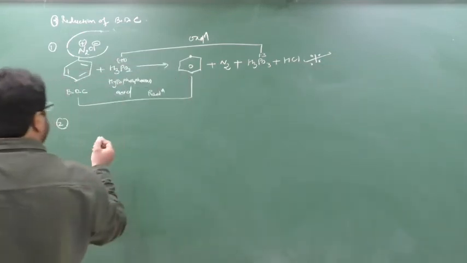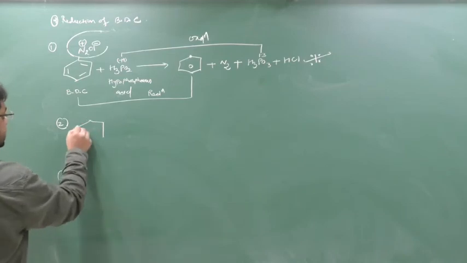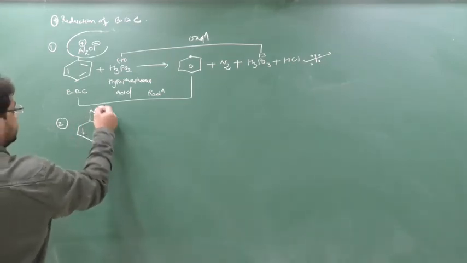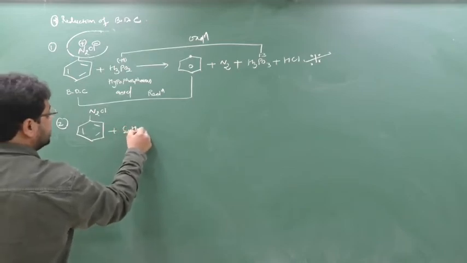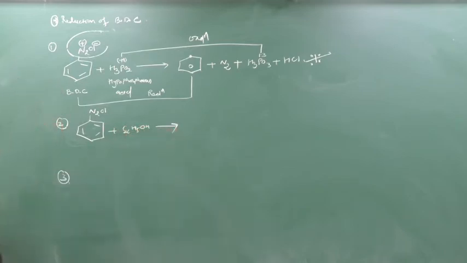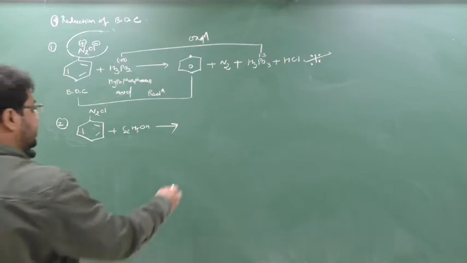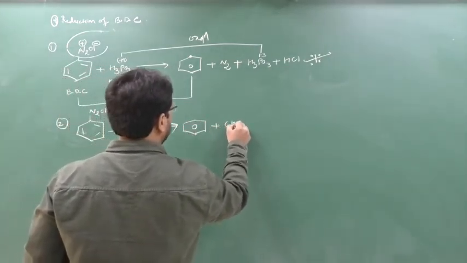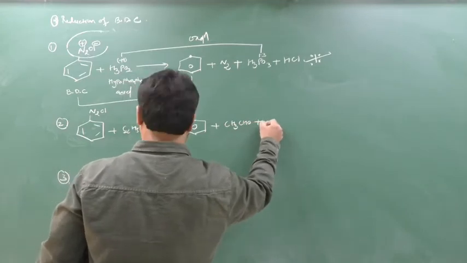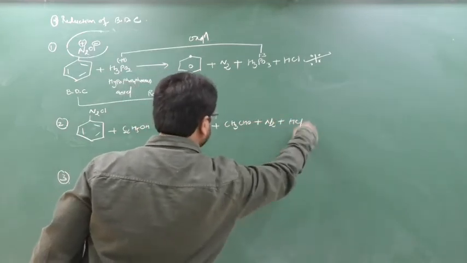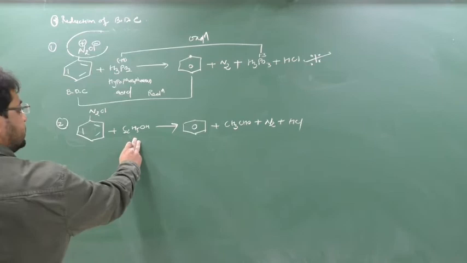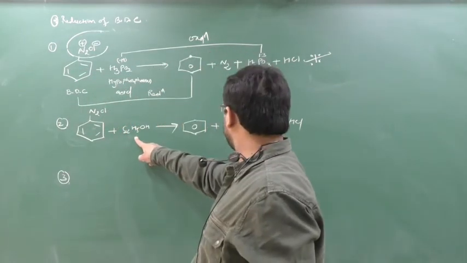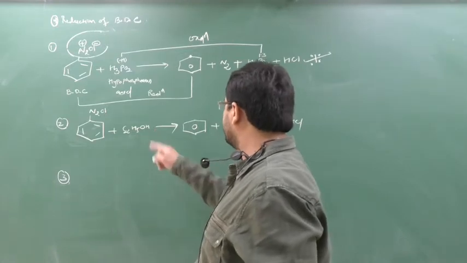Either I can use hypophosphorus acid or I can use this also for the reduction. Benzene diazonium chloride I will take and I will react with ethanol, C2H5OH. I will use here ethanol. So here I will get what? I will get here benzene, I will get here aldehyde, I will get here N2, I will get here HCl. Now see here, this is C2H5OH. Yes or no? C2H5OH, CH3CHO. Yes or no?